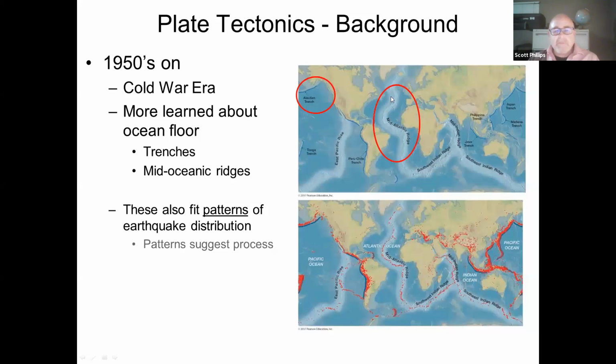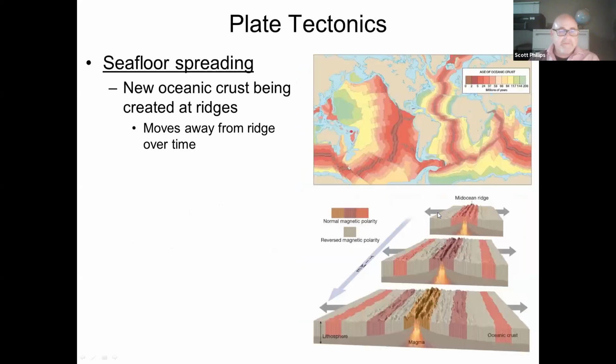And so they mapped these things out on the seafloor, and what made it more interesting is that when you plot where earthquakes are, the earthquakes align to these trenches and ridges. So that pattern suggests the process. They find these features on the ocean floor, and then coincidentally, there happen to be earthquakes all around there, and they're starting to understand what is going on.